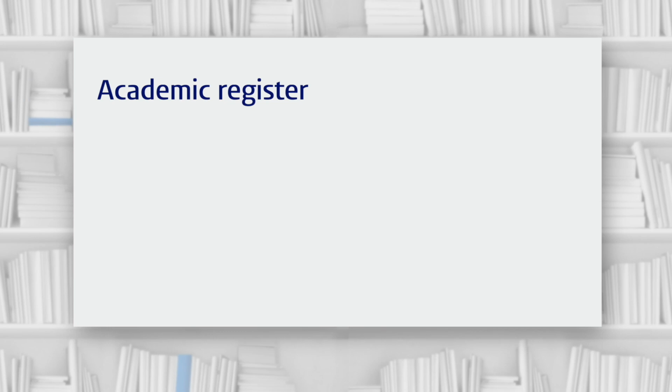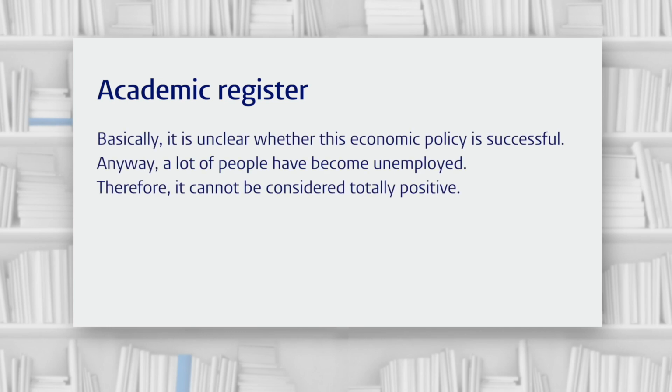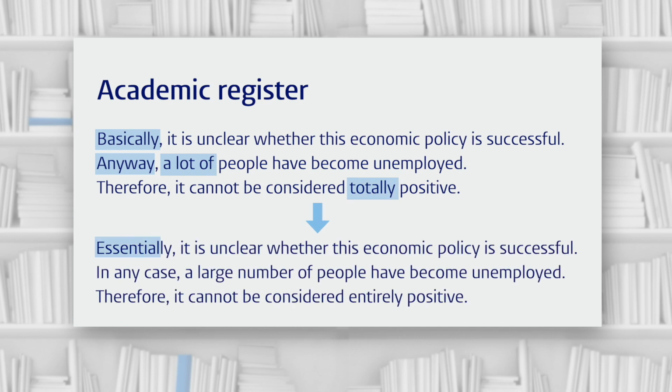Much of the time, you can make sure that you're using academic register by switching informal words, the kind of words we would use in everyday conversation, for more formal alternatives. For example, in an academic text, we wouldn't use words like basically, anyway, a lot, and totally. Instead of basically, you can use essentially. Anyway might be in any case. A lot would be a large amount, number, or proportion. And for totally, you may have entirely.